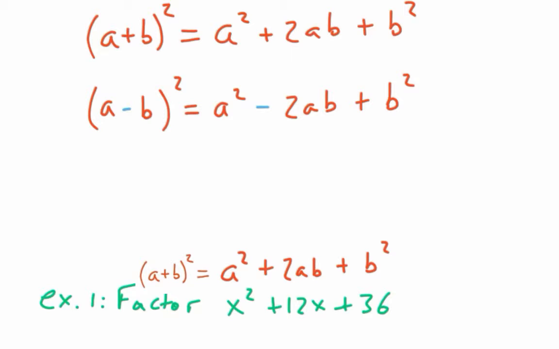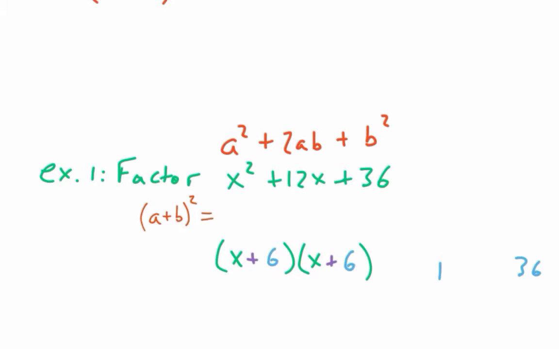Well, if that's the case, what does b have to be? B has to be 6. So then if I have my a plus b quantity squared, it's kind of like saying, all right, I'm going to have a 6 right there. Both those signs are pluses, so it has to be a plus in the middle.